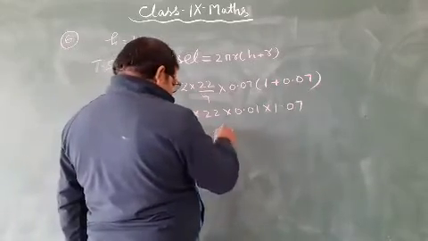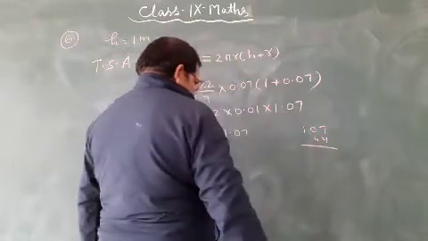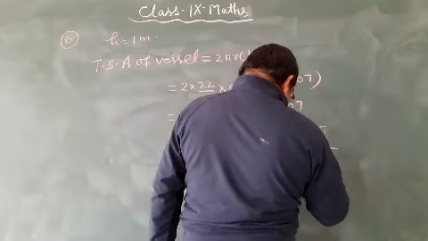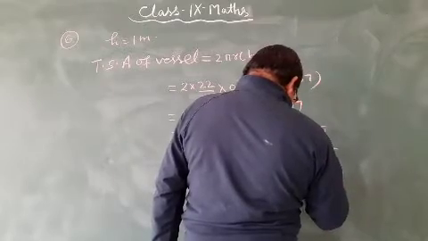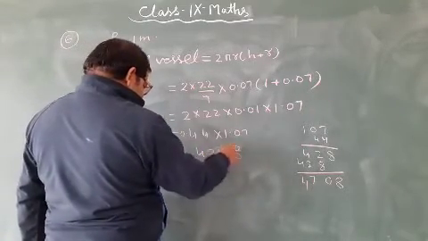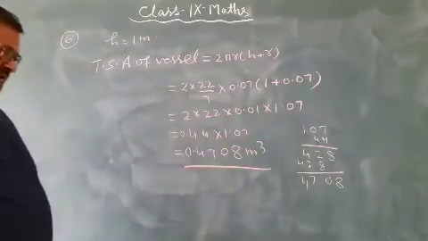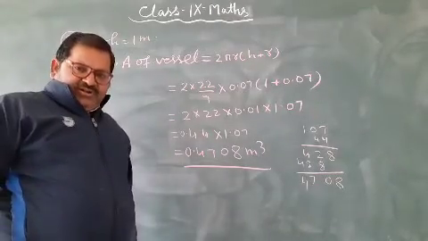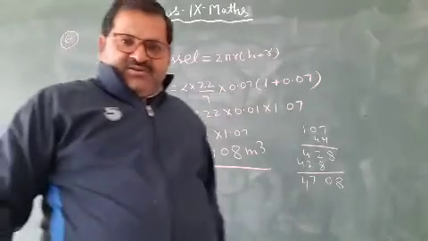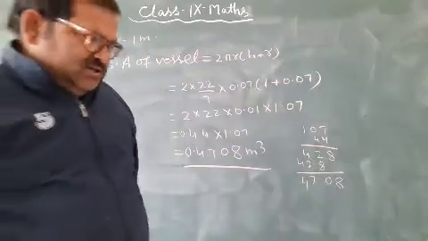44.44 into 1.07, which gives 0.4708 meter cube, which is the volume of metal required to make the closed cylindrical vessel. Clear?